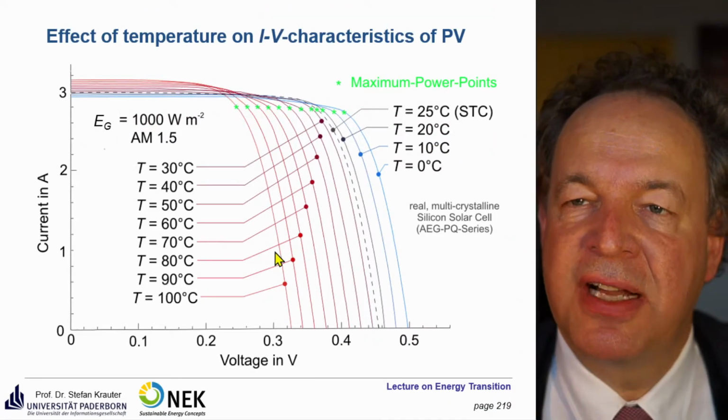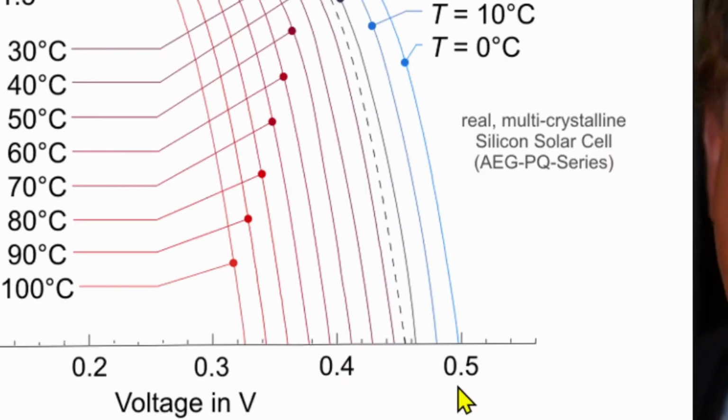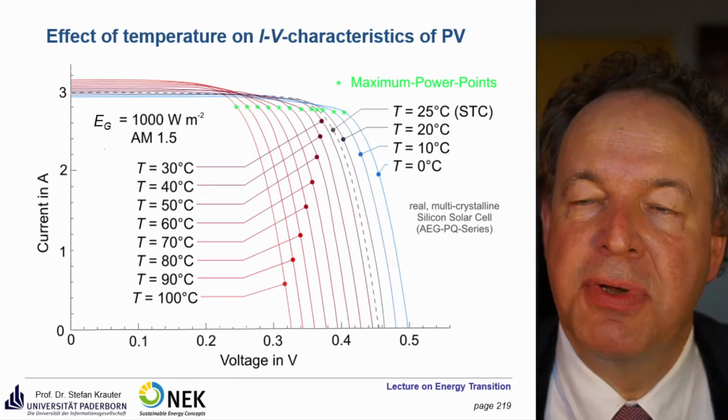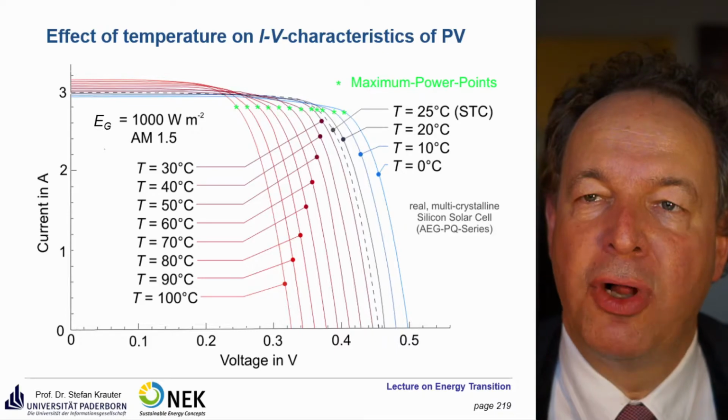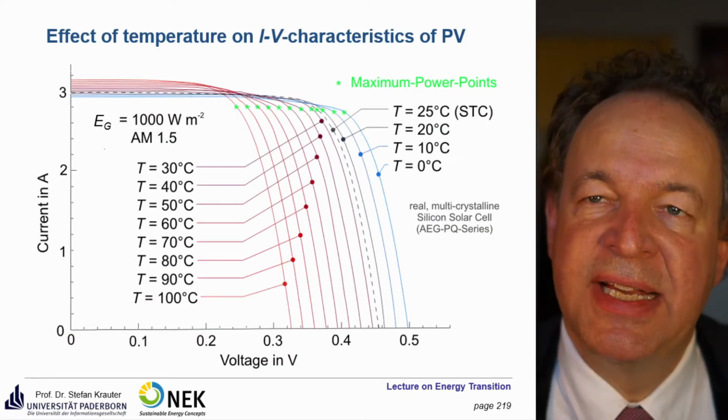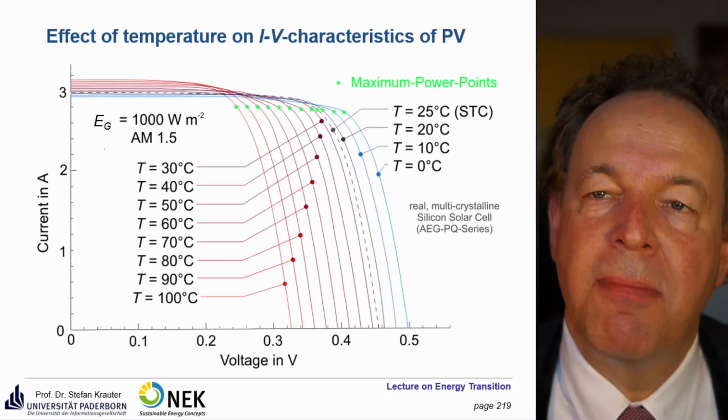But the main effect you see on the x-axis is the reduction in voltage. It's about in the vicinity of, for crystalline solar cells, minus 0.4 to minus 0.5% per Kelvin temperature increase. So if you increase the temperature by 10 degrees, you have about a 5% voltage loss and also corresponding power loss. The increase in current plays a very minor role.